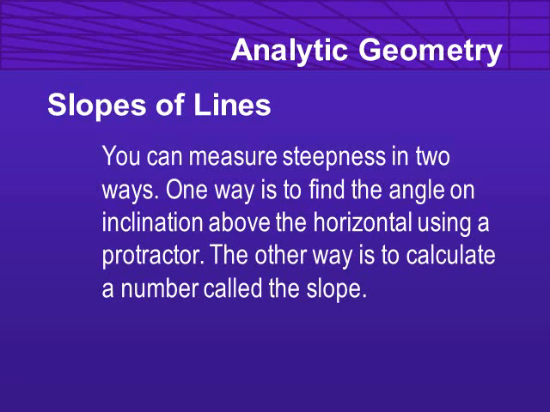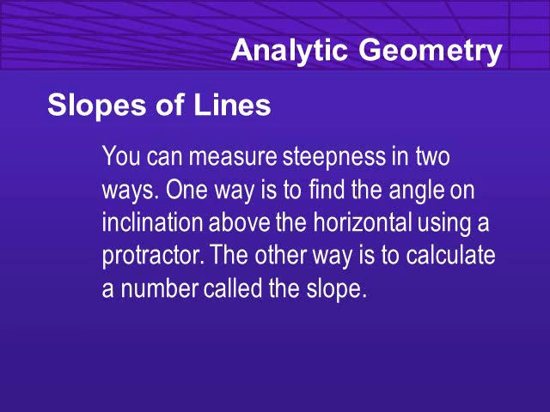Okay, so you can measure the steepness in two ways, because the definition of slope is the steepness of a line. One way is to find the angle of incline above the horizontal using a protractor, but that actually involves trig, and we're not going to cover trig until chapter 14. So you don't really have a background of that kind of relationship yet.